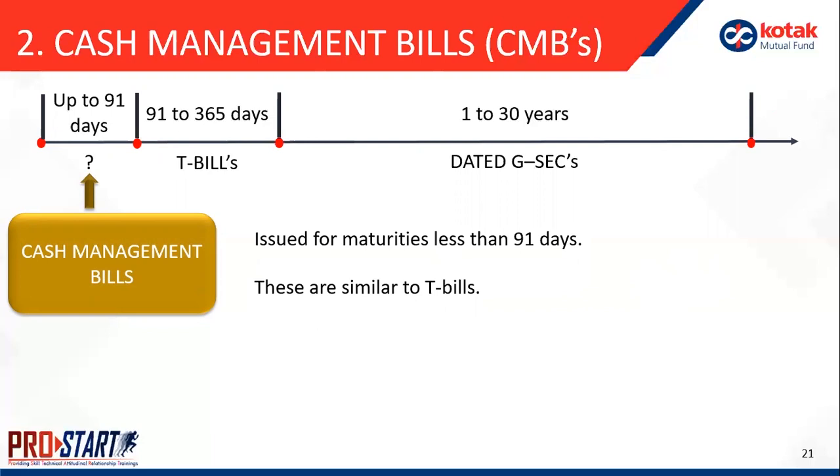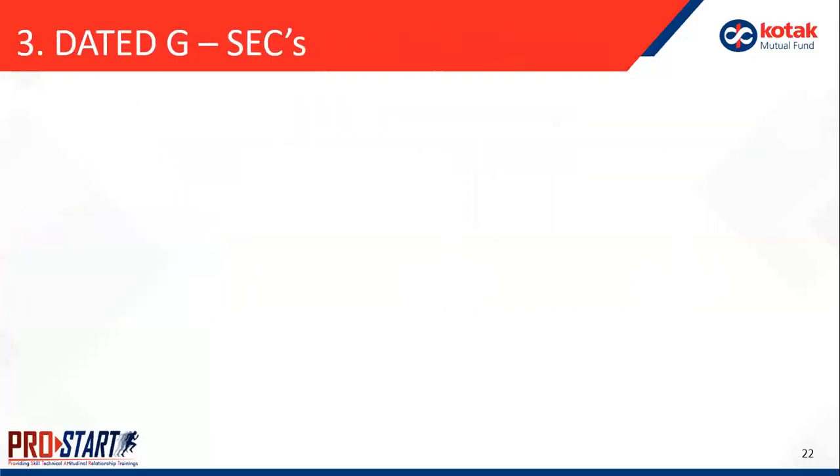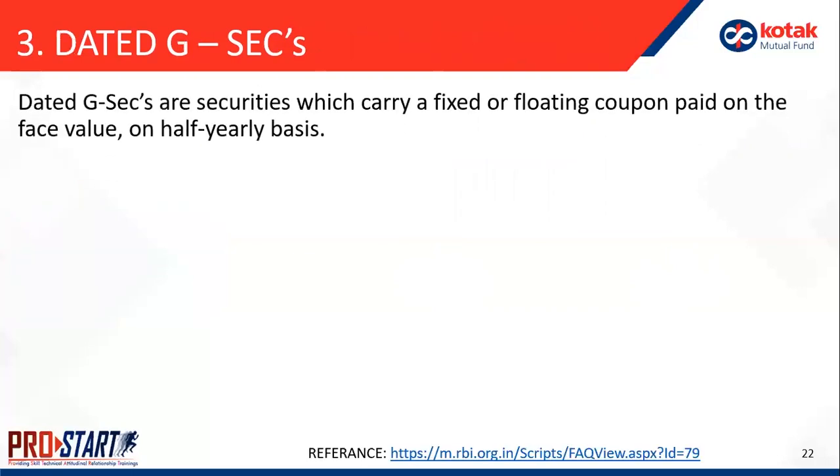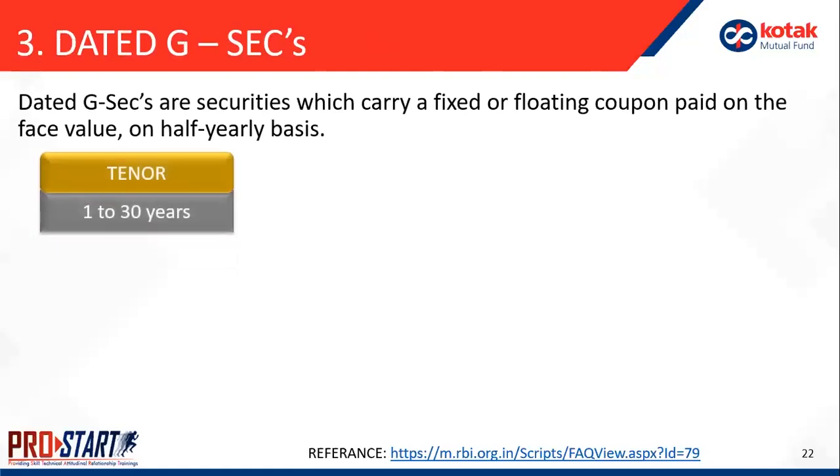The third type of G-Sec is known as dated securities. Dated securities are securities which carry a fixed or floating coupon paid on the face value on a half-yearly basis. The tenure of dated securities ranges from 1 year to 30 years.